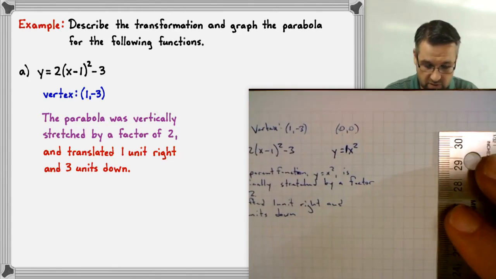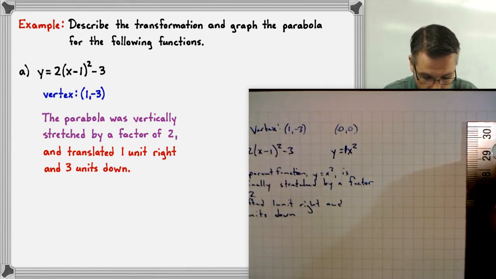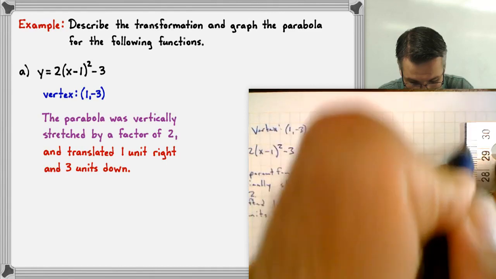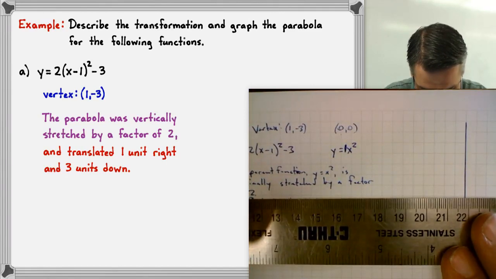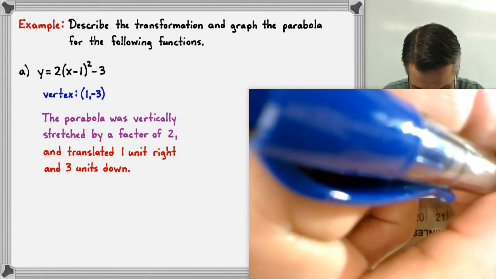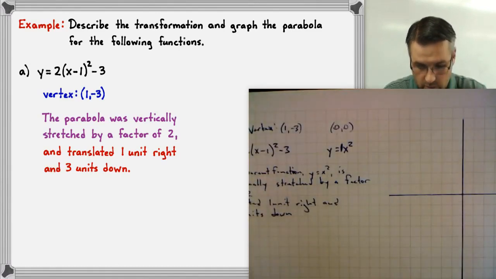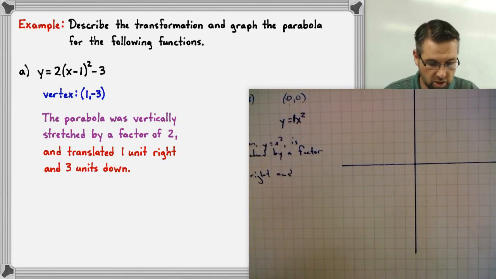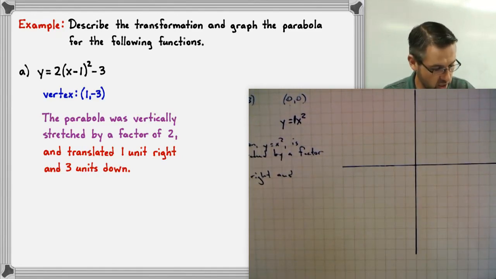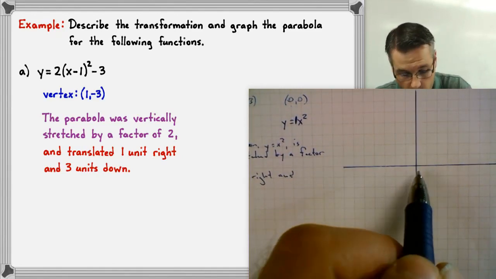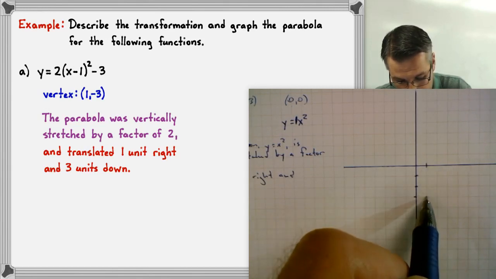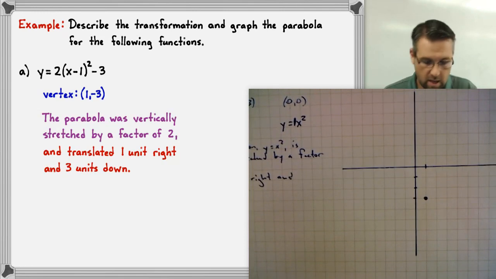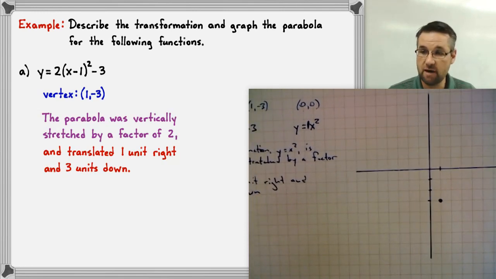I'll go ahead and do it off to the side here. Draw my XY plane. All right, so there's my parabola. We start at the vertex, and since the vertex was 1, -3, we're going to go to the right 1 and down 3. That's where we start. Okay. And then from there, we have to identify our slope pattern.